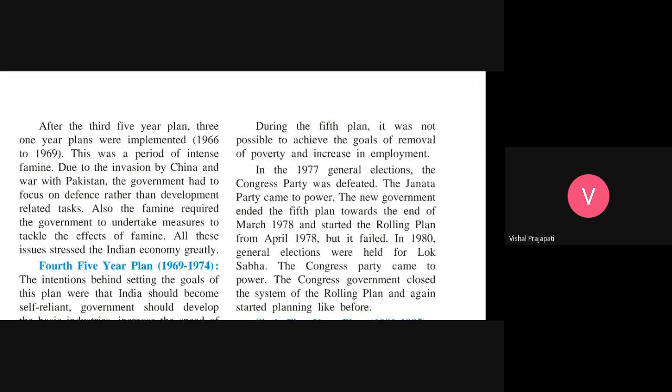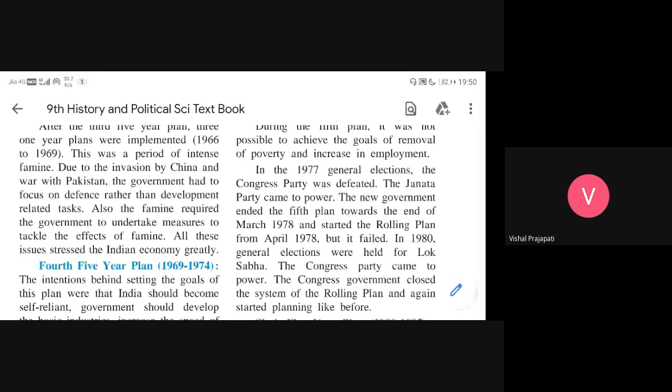Okay. So what was the time? 1966 to 1969. This was a period of intense famine in India. In this period there was intense famine, and a drought throughout the country. Due to the invasion by China and war with Pakistan, the government had to focus on defense rather than development-related tasks. Guys, as I told you, in this period we fought two wars. The government had to use its income and revenue towards defense, towards the security of our country, and that's why the government could not give money for development. The government had to spend on defense rather than development-related tasks because of this war.